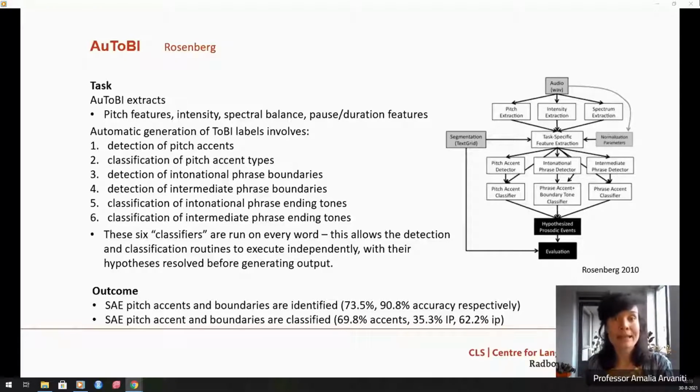And if you're working on American English, this is done with reasonable accuracy for both pitch accents and boundaries, though boundaries more so at about 90%. And then those accents and boundaries are classified, that is, they're given a ToBI label. The labels will have to be evaluated and corrected by a trained transcriber or researcher, but this process overall could speed up the intonational analysis part of the project in a similar way to force alignment tools for segments. So this is a tool that could be used if you're working on American English and have a corpus of WAV files and can create the appropriate TextGrid files.